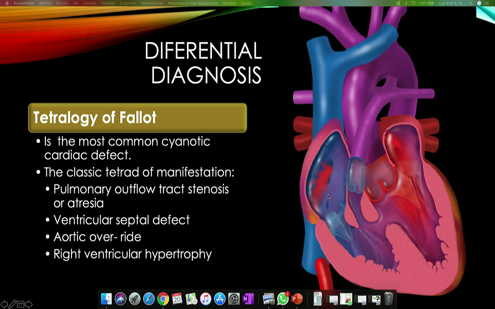The other important differential diagnosis is the tetralogy of Fallot, which is the most common cyanotic cardiac defect. The classic tetrad manifestation includes pulmonary outflow tract stenosis or atresia, the ventricular septal defect, the aortic override, and the right ventricular hypertrophy. In this case, she didn't have any other anomalies associated.